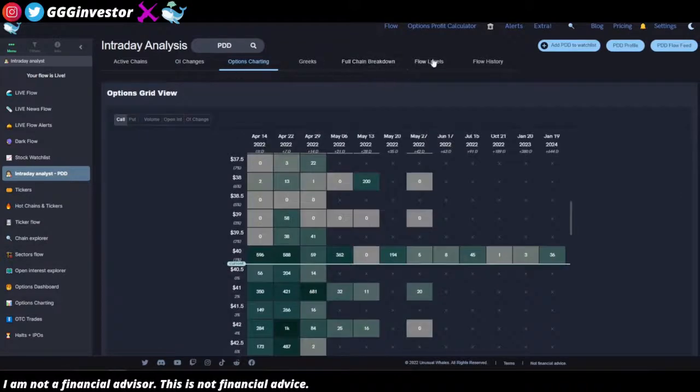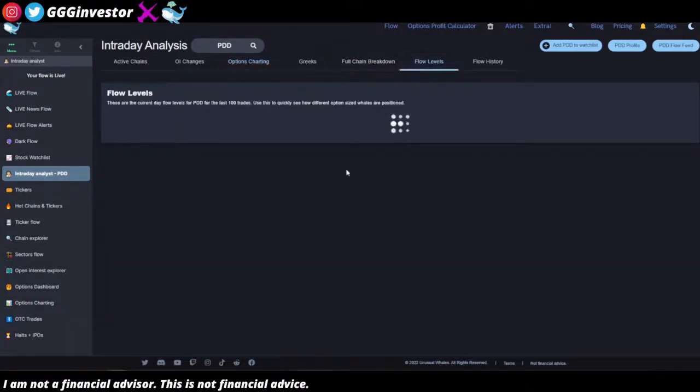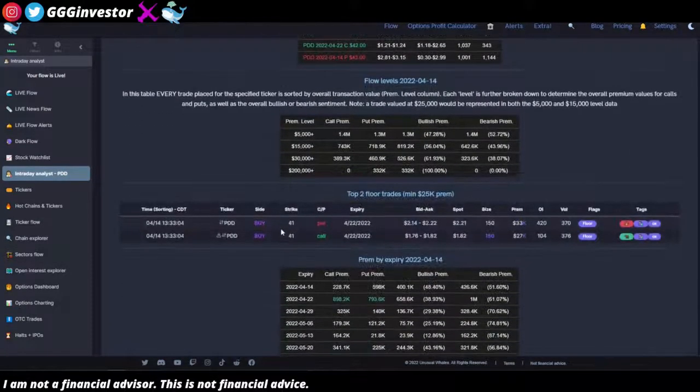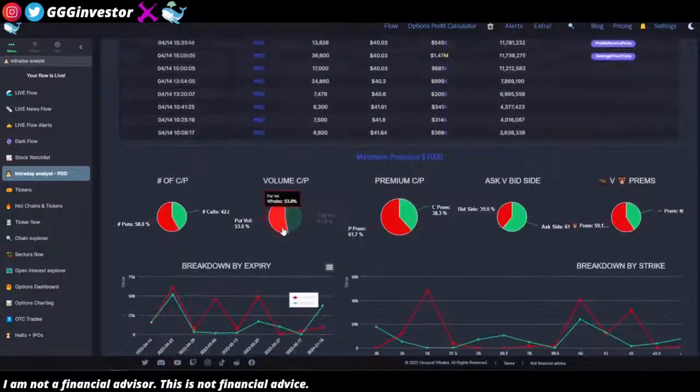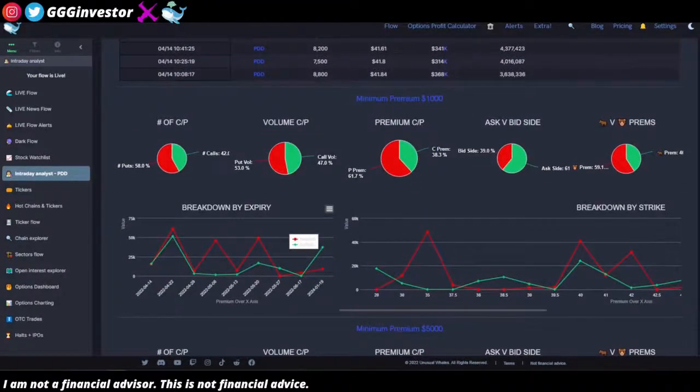But the most important ones that I like to look at is the flow level here, and this is going to be based off the premium range. So scrolling all the way down to the bottom, you can see the minimum premium is 1,000. You can see most of the order flow is bearish here, and then you can use some of these other indicators to help gauge the bullishness and bearishness.